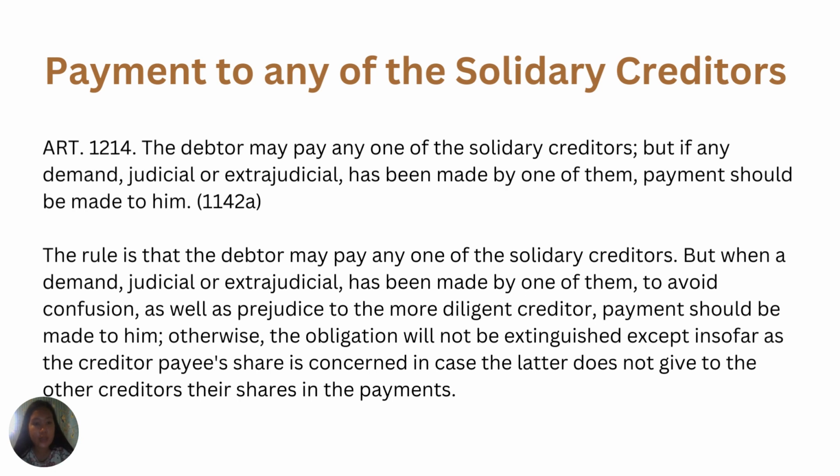Otherwise, the obligation will not be extinguished except insofar as the paying creditor's share is concerned, in case the latter does not give to the other creditors their shares in the payment. So Article 1214 is applicable not only in cases of active solidarity but also where the solidarity is mixed, although the singular debtor is employed in case of mixed solidarity. So the debtor upon whom no demand has been made may pay any one of the solidary creditors.